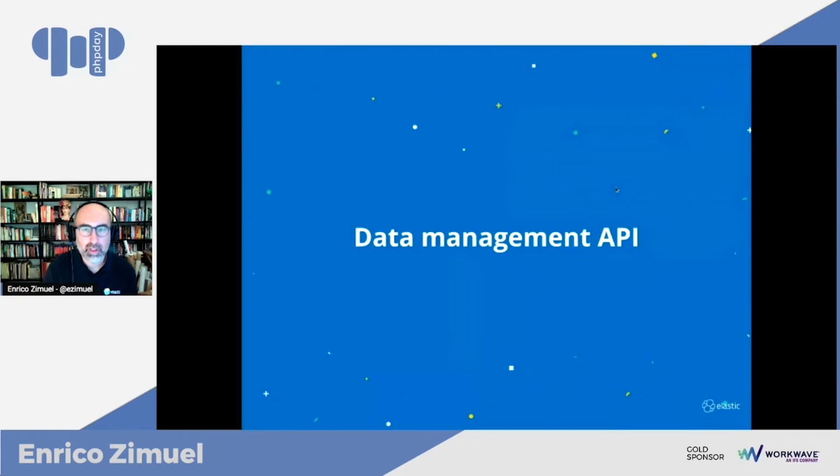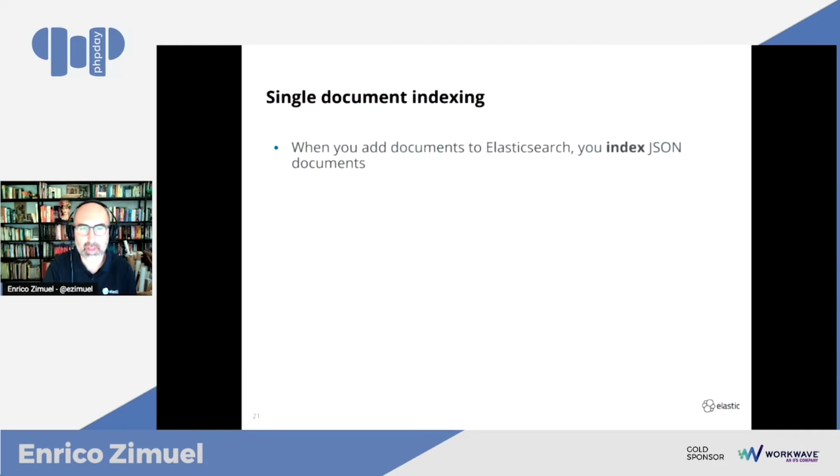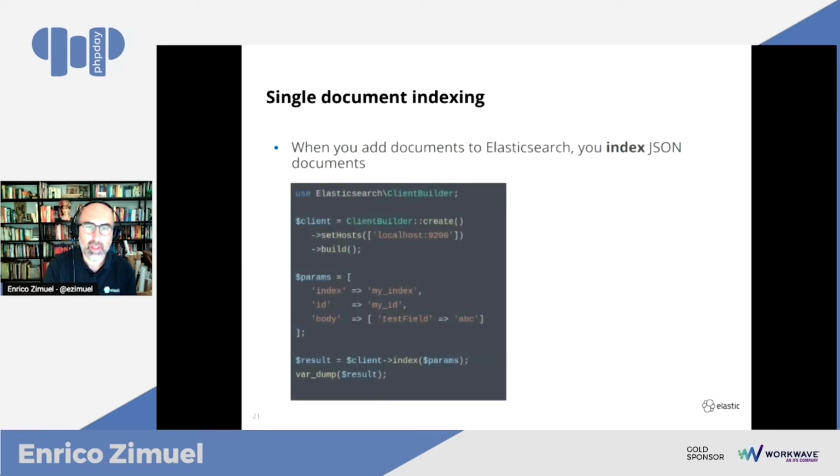Okay. Talking about the data management API, so the basic operations like index, update, delete, etc. If you want to add a document, you have to perform this index operation using the name of Elasticsearch. And this is actually very simple. You need to create a client, as I showed earlier. You have to specify the parameters. So you have to specify the index name. So you have this key index.